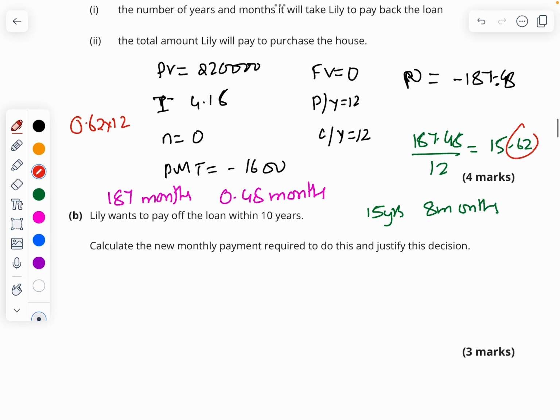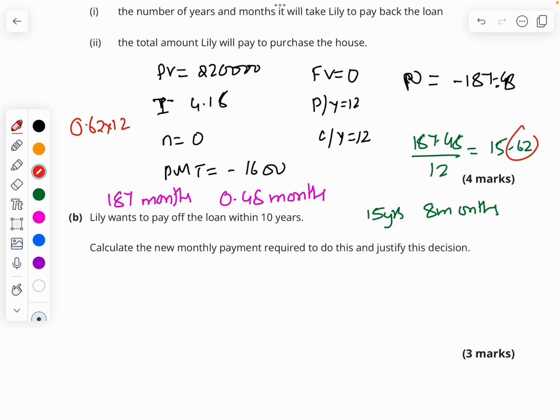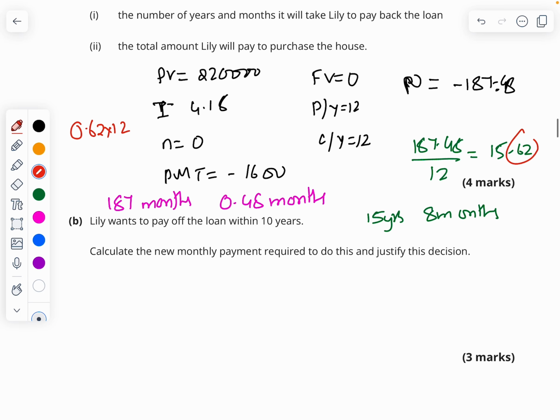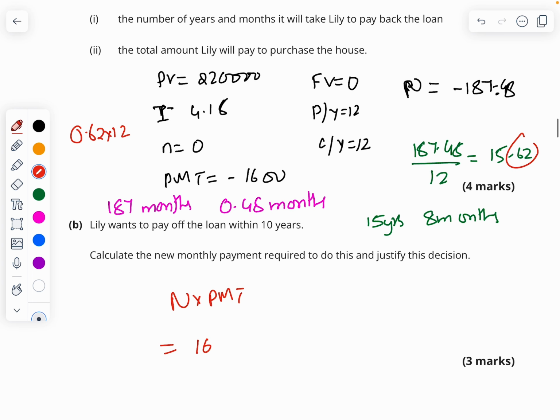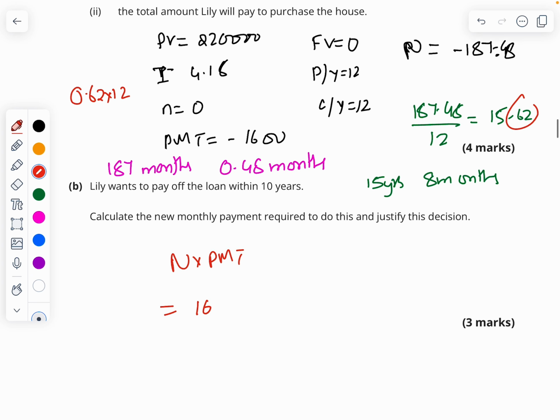Next, the total amount Lily will pay to purchase the house, which is N times PMT. What is PMT? 1,600. The total amount paid is N times PMT. How many months? 187.48. So 1,600 times 187.48, which is 299,970.16. That's going to be the answer.